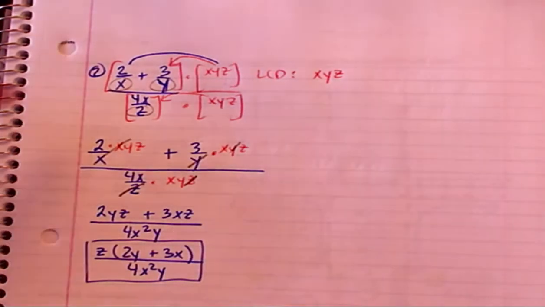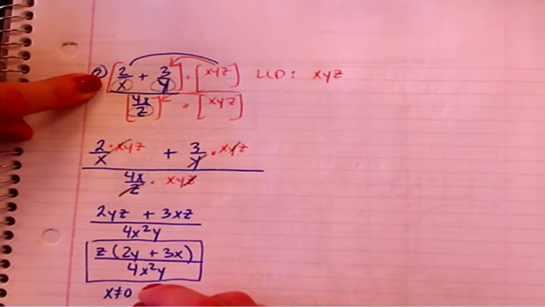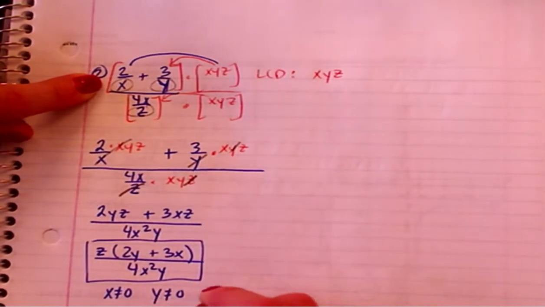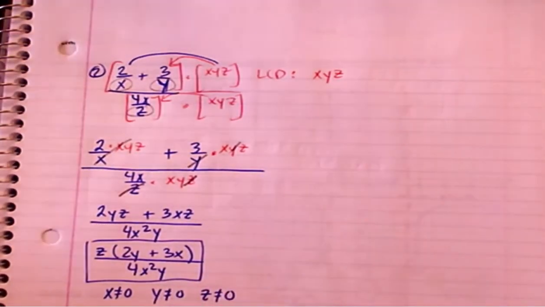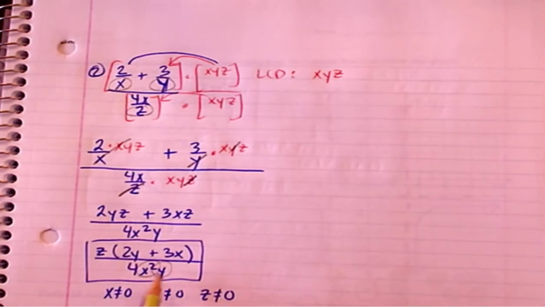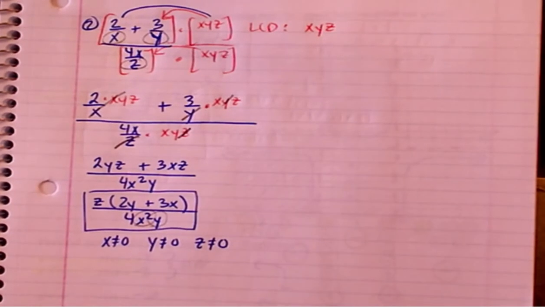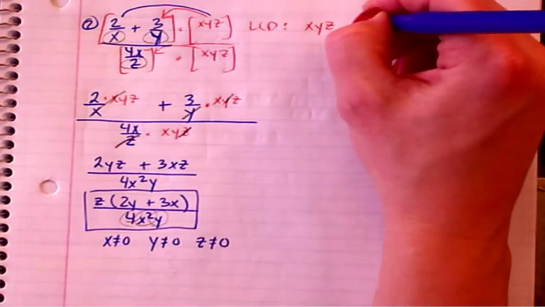Now, I'm looking for my restrictions. 0, 0, 0. And then I look at my new denominator. I don't actually have any new factors, so there's no new restrictions. Keep in mind that a number, right, it can't be 0. There's no restriction there. Okay, last problem.